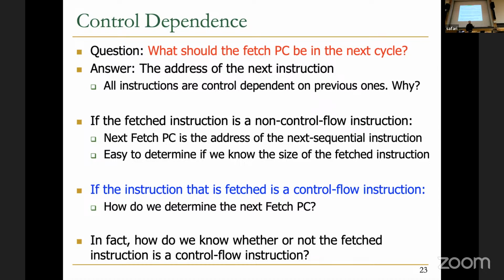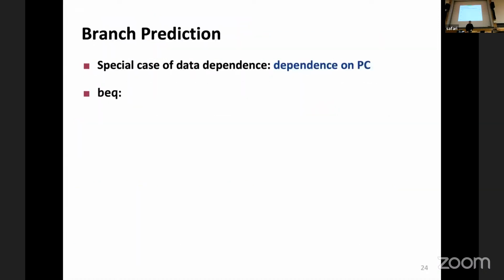So essentially, you can predict that the next instruction is PC plus 4, and fetch PC plus 4. But at some point I will realize that this is the wrong instruction I'm executing. So I need to flush all the instructions that I already fetched, and that causes a performance issue. This brings us to branch prediction, which is a special case of data dependence, as I said, dependence on PC.